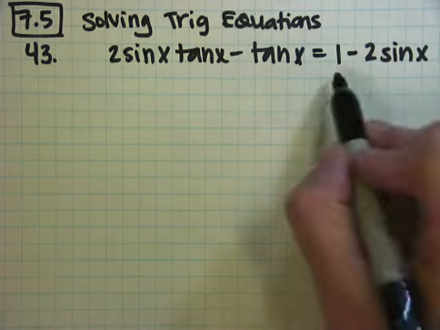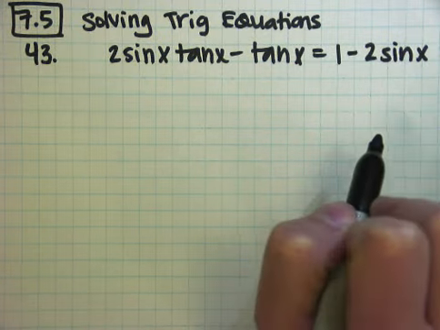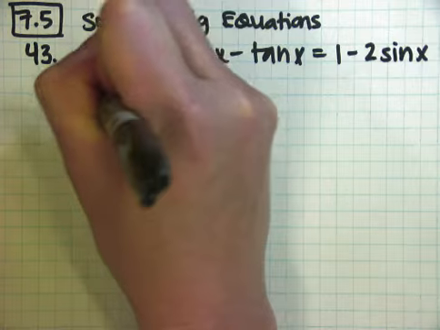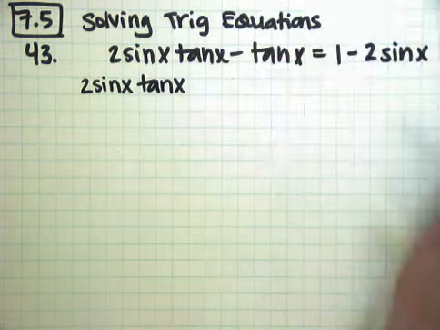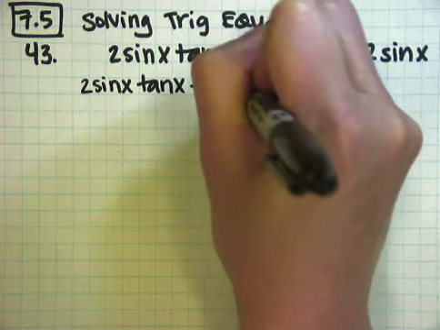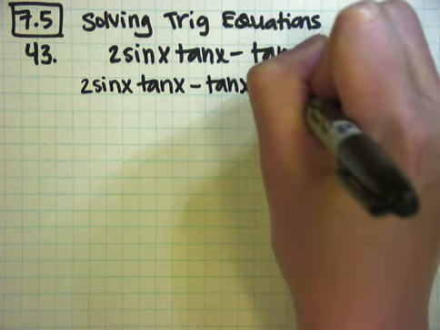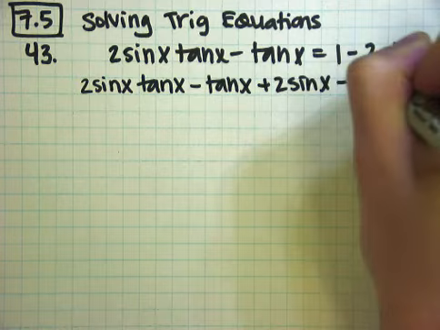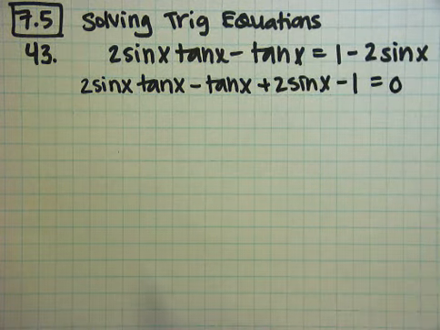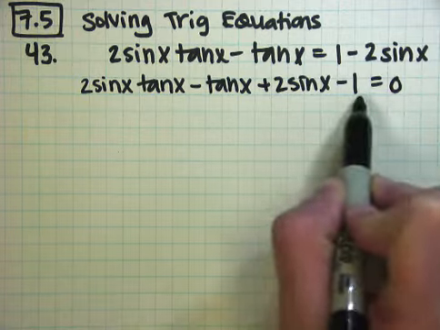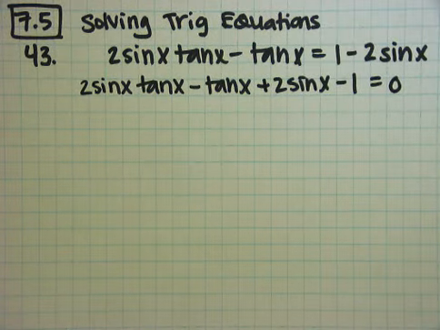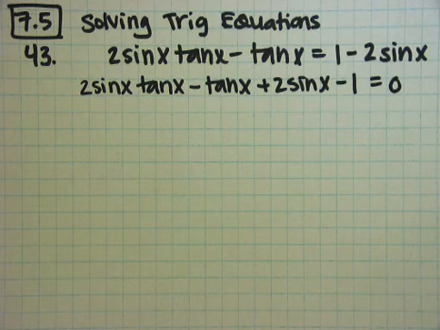So to do that, I'm going to take away 1 and add 2 sine x. So I've got 2 sine x tan x minus tan x. I'm going to add 2 sine x, and I'm going to take away 1, and I'm going to get 0 on one side. Now I'm seeing 1, 2, 3, 4 terms. How do you factor something with 4 terms in it, typically? You typically factor by grouping, right?